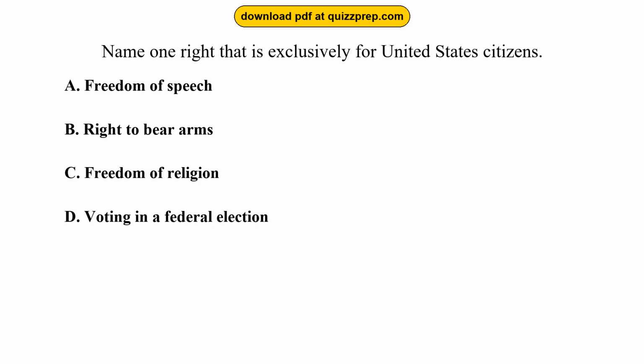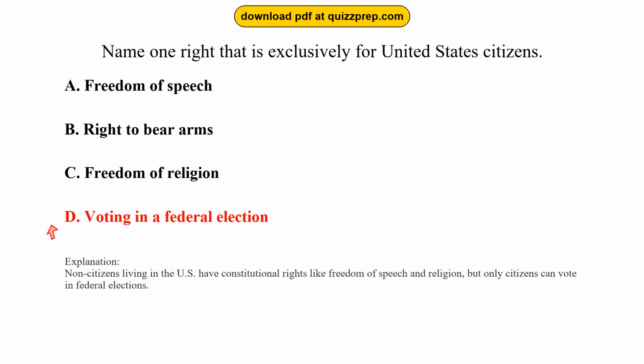Name one right that is exclusively for United States citizens. Option A, freedom of speech. Option B, right to bear arms. Option C, freedom of religion. Option D, voting in a federal election. The correct answer is option D, voting in a federal election. Non-citizens living in the U.S. have constitutional rights like freedom of speech and religion, but only citizens can vote in federal elections.